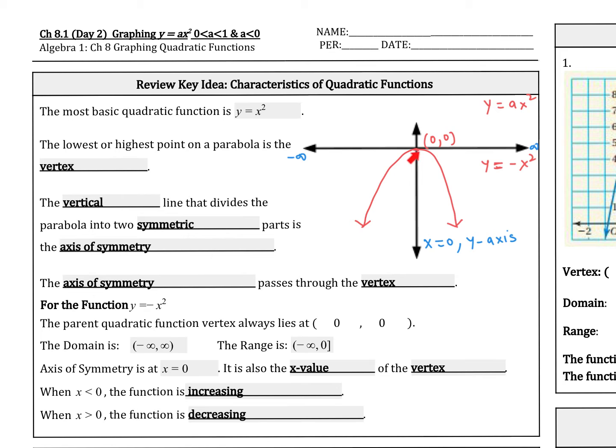For the vertex, it's going to be the starting point, and the vertex lies at the highest point on the parabola. The domain does not change, it's negative infinity to infinity always. For the height of the graph, you have to think about it going down and down, which is always negative infinity, and you're going to write from negative infinity to its highest point, that is 0.